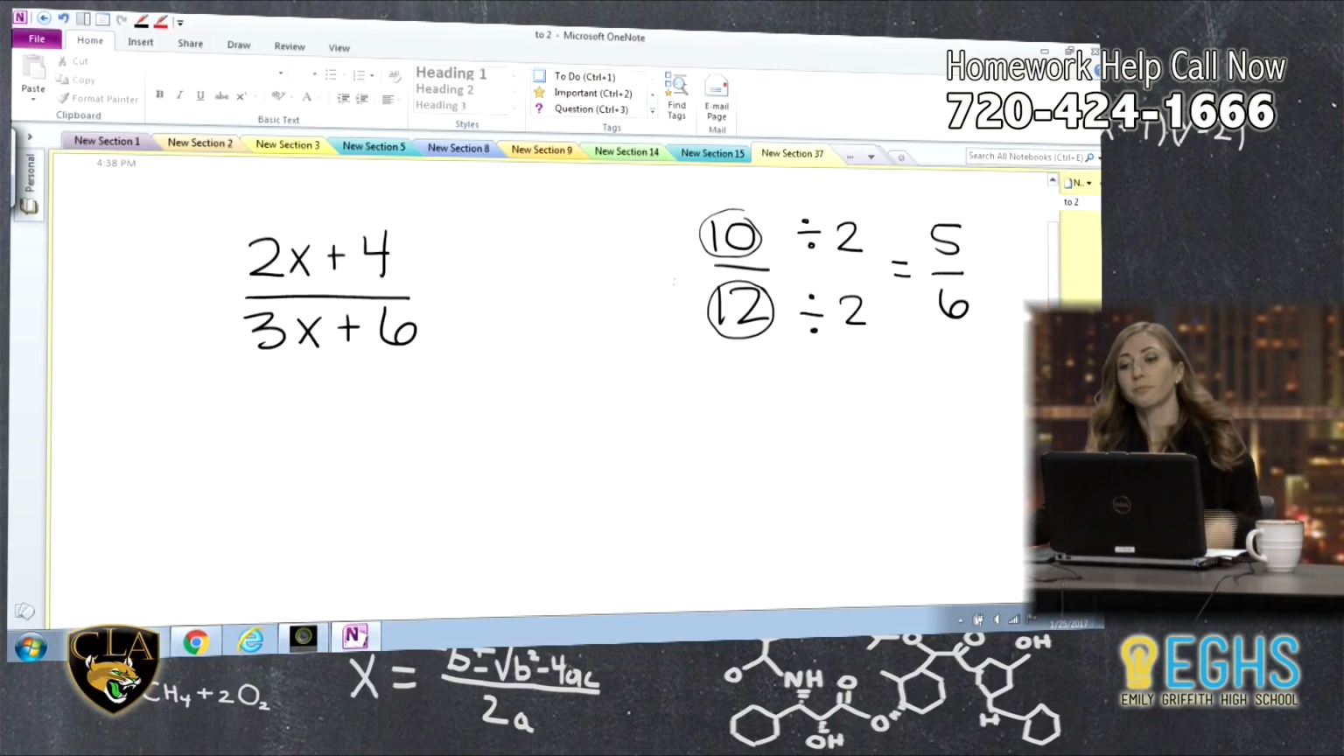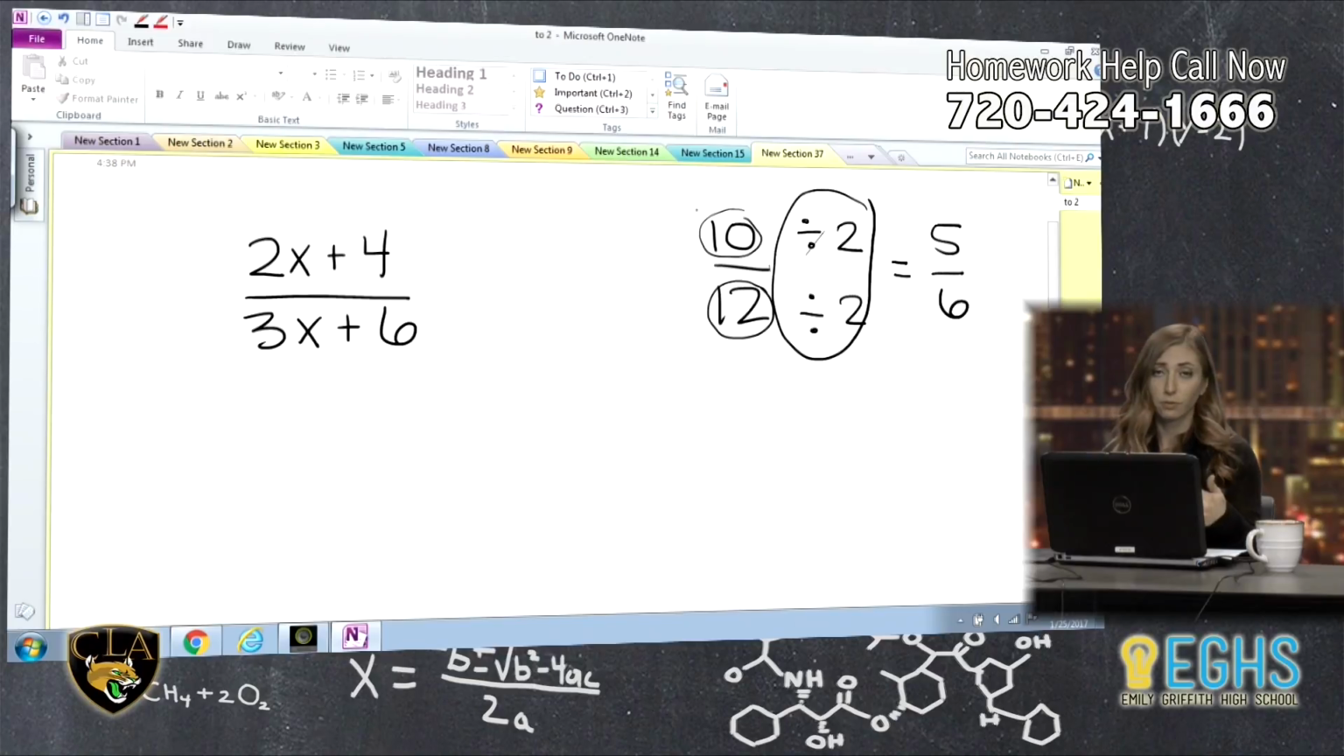Part of the reason we can divide by 2 over 2 is because 2 over 2 is equivalent to 1. Anything over itself just equals 1. And when we divide by 1, we're not changing the value of something, we're just changing what it looks like. That's why we're allowed to do that. The same goes for multiplication. When I multiply something by 1, I also don't change the value of it.